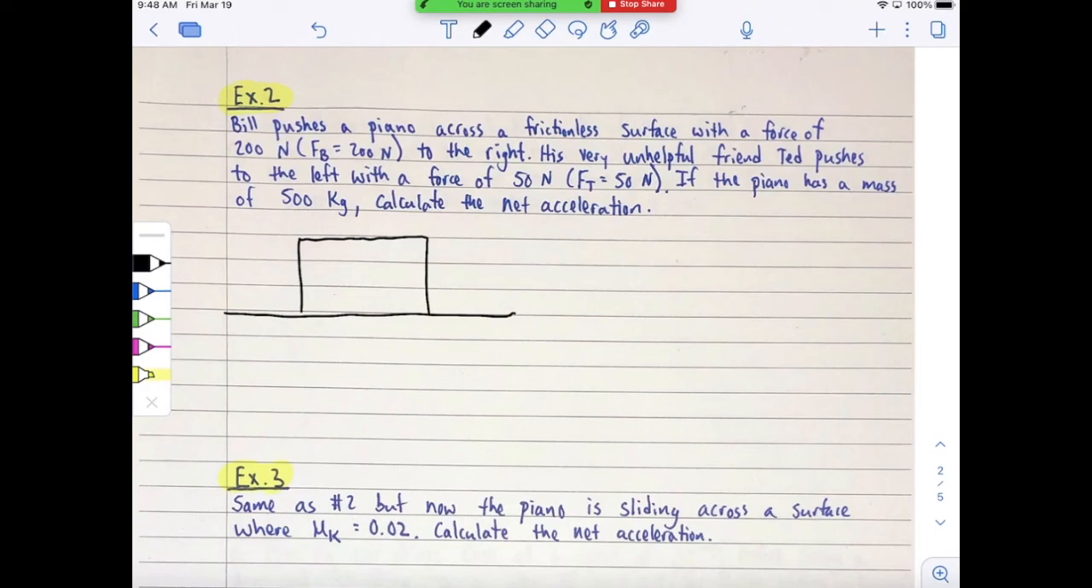All right, let's look at example number 2. It says Bill pushes a piano across a frictionless surface with a force of 200 newtons. So we just label it F. Force of Bill is 200 to the right.